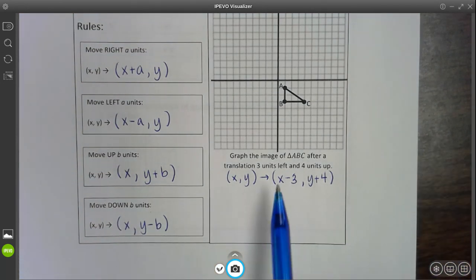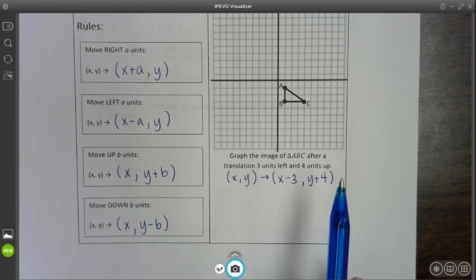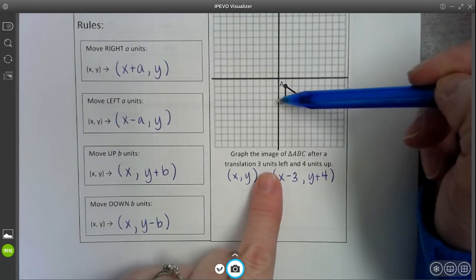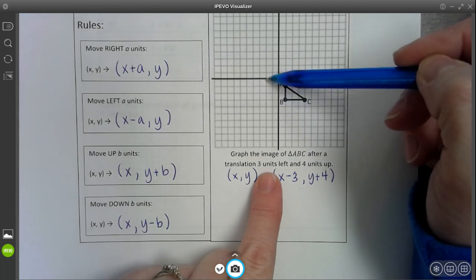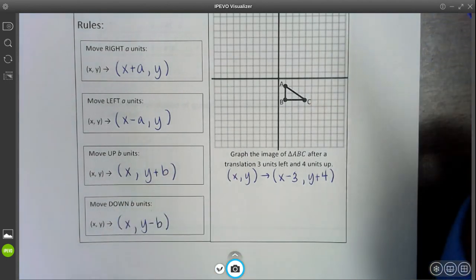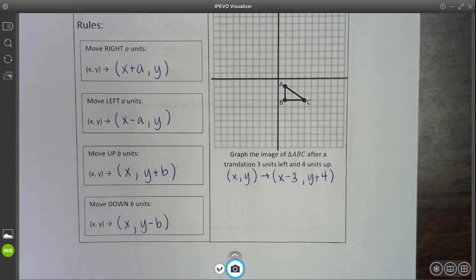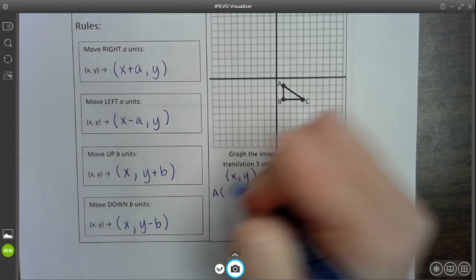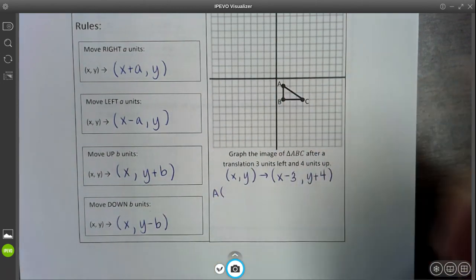Okay, there's 2 ways to do this. I could use the rule, or I could simply go to each one of these and move each point 3 units to the left and 4 units up. Okay, and that would work, but I would have to do the same thing for each of the coordinates. But let me show you how it works with the rule. Okay, so originally point A is at the coordinates positive 1, negative 1.